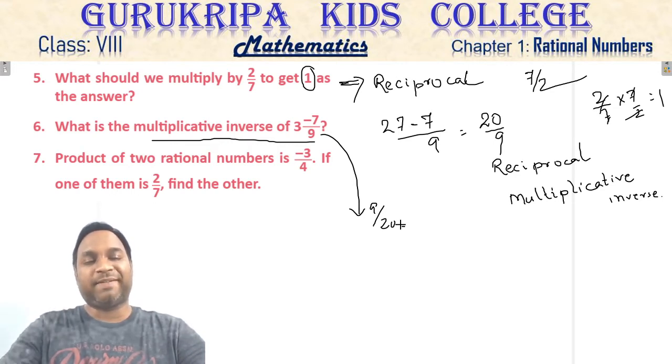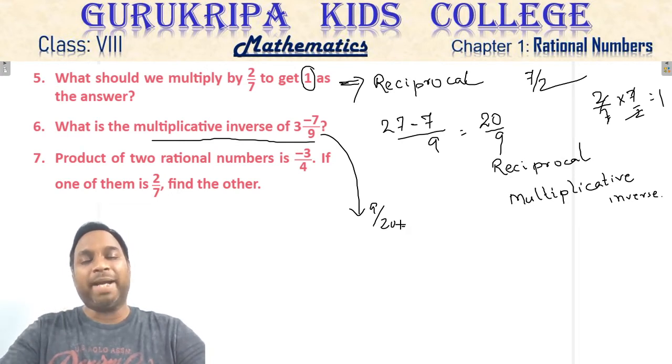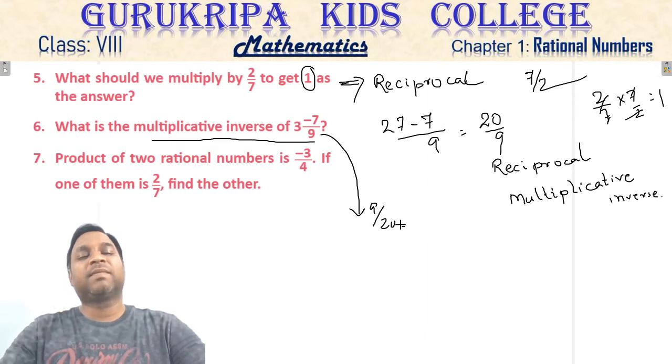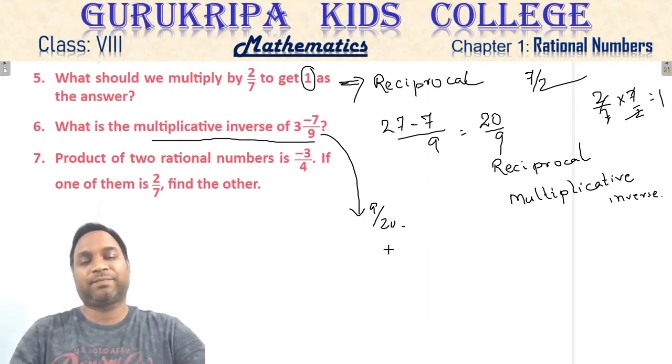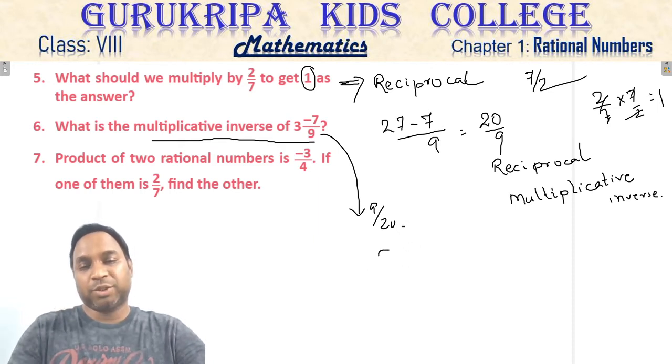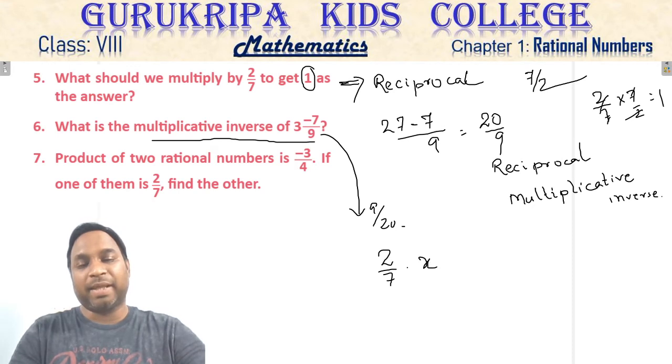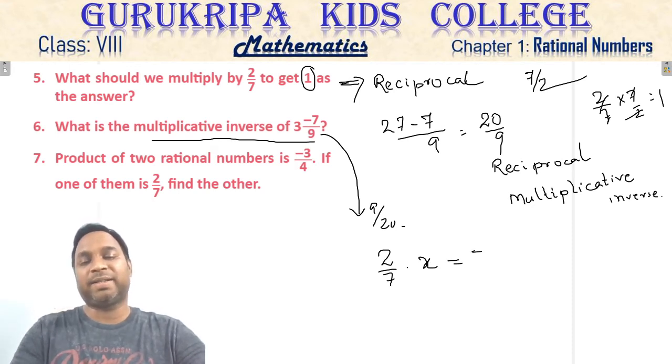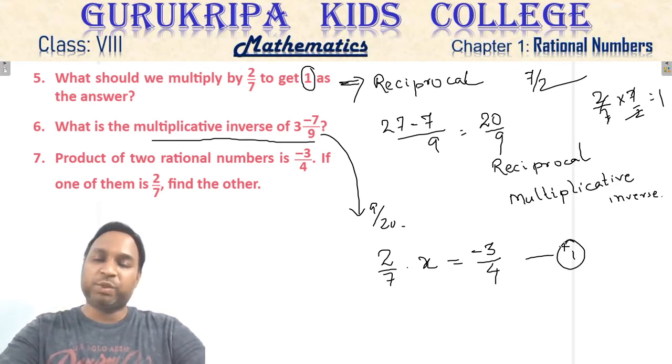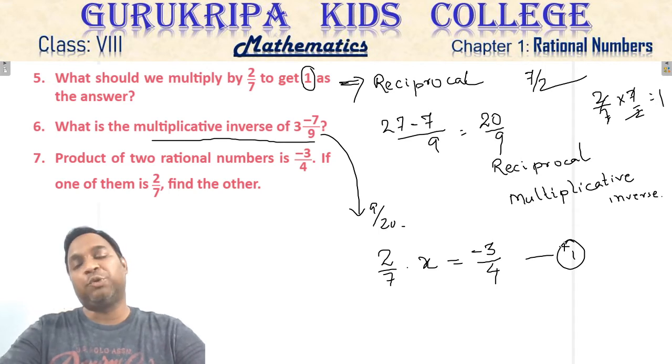Come to question number 7 now. The product of two rational numbers is minus 3 by 4. If one of them is 2 by 7, find the other. So one of the numbers is 2 by 7. You are multiplying it by some number x and the result that you get is minus 3 divided by 4. So you have an equation over here. We need to solve this equation. How do you solve the equation?